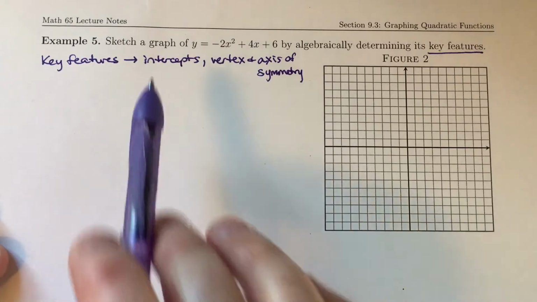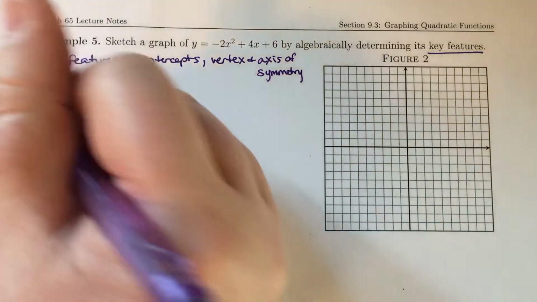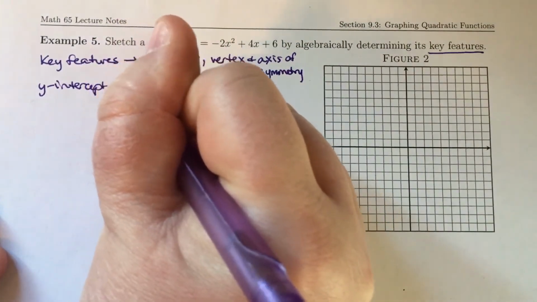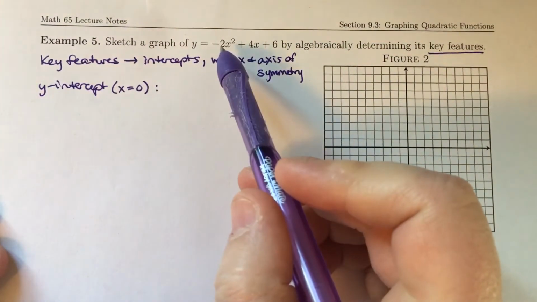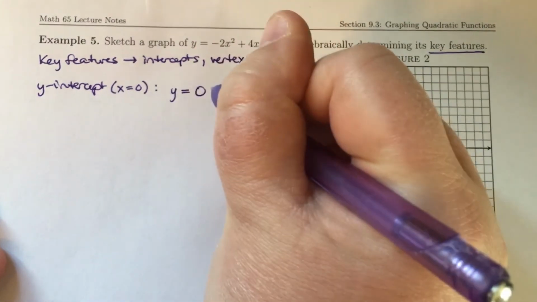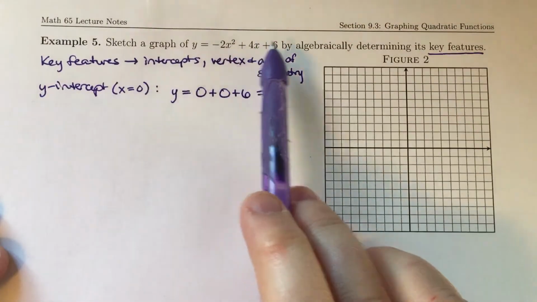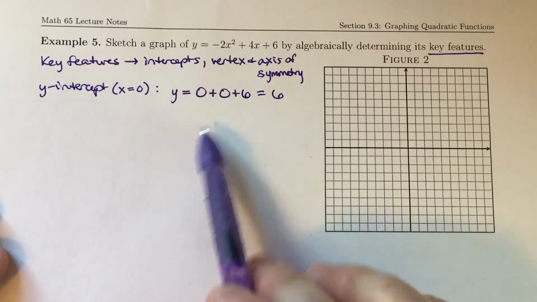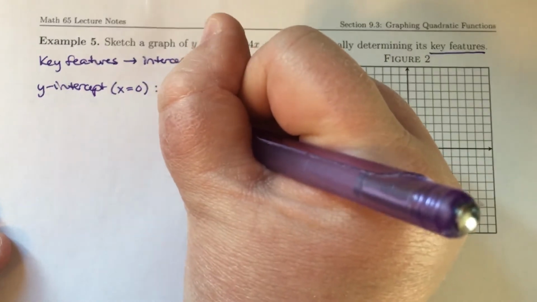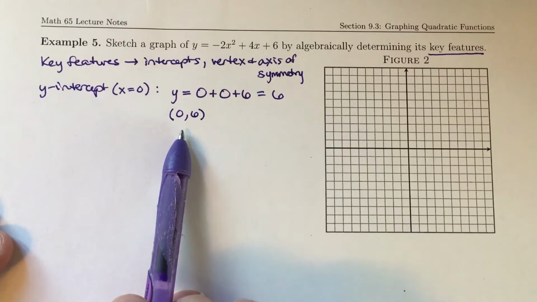All right, so let's try it. I always start with the y-intercept first because it's the easiest. To find a y-intercept for any function, you just plug in x equals 0. So let's do that for this function. y equals negative 2 times 0 plus 4 times 0 plus 6 is just 6. All those zeros are going to go away. So the y-intercept is 6, it's the point (0, 6). We plug in x equals 0, find a y, and so that's a point.